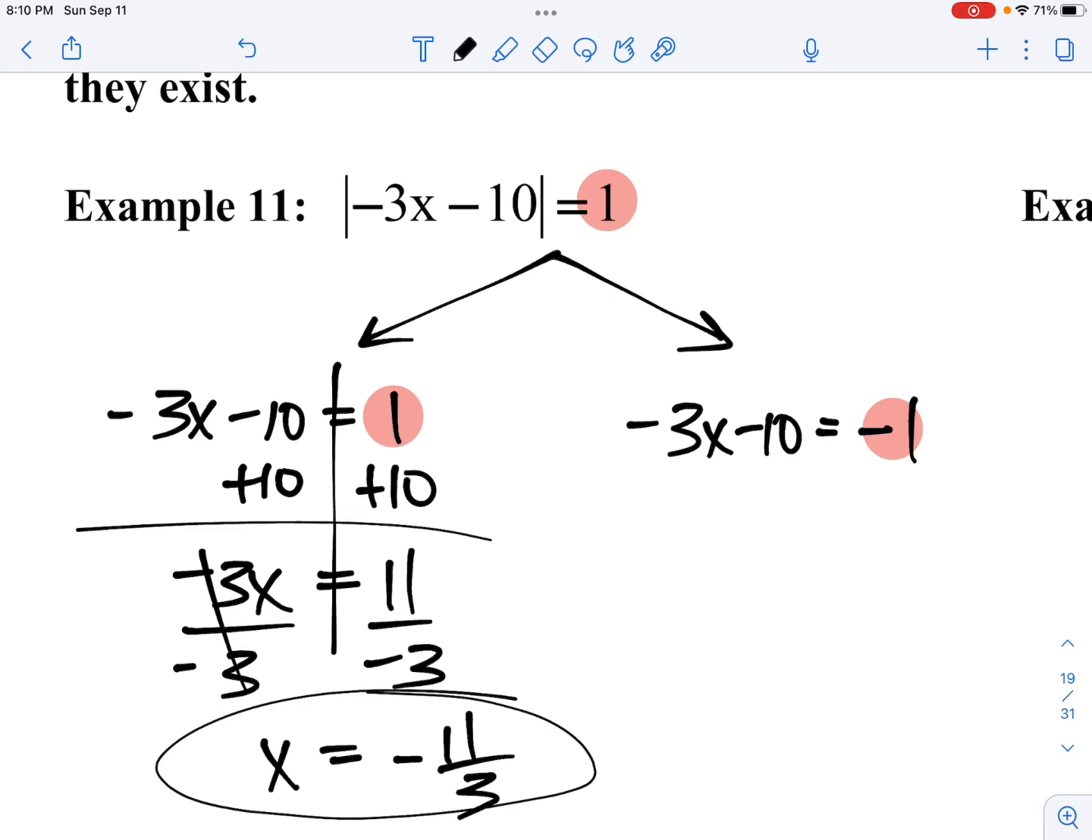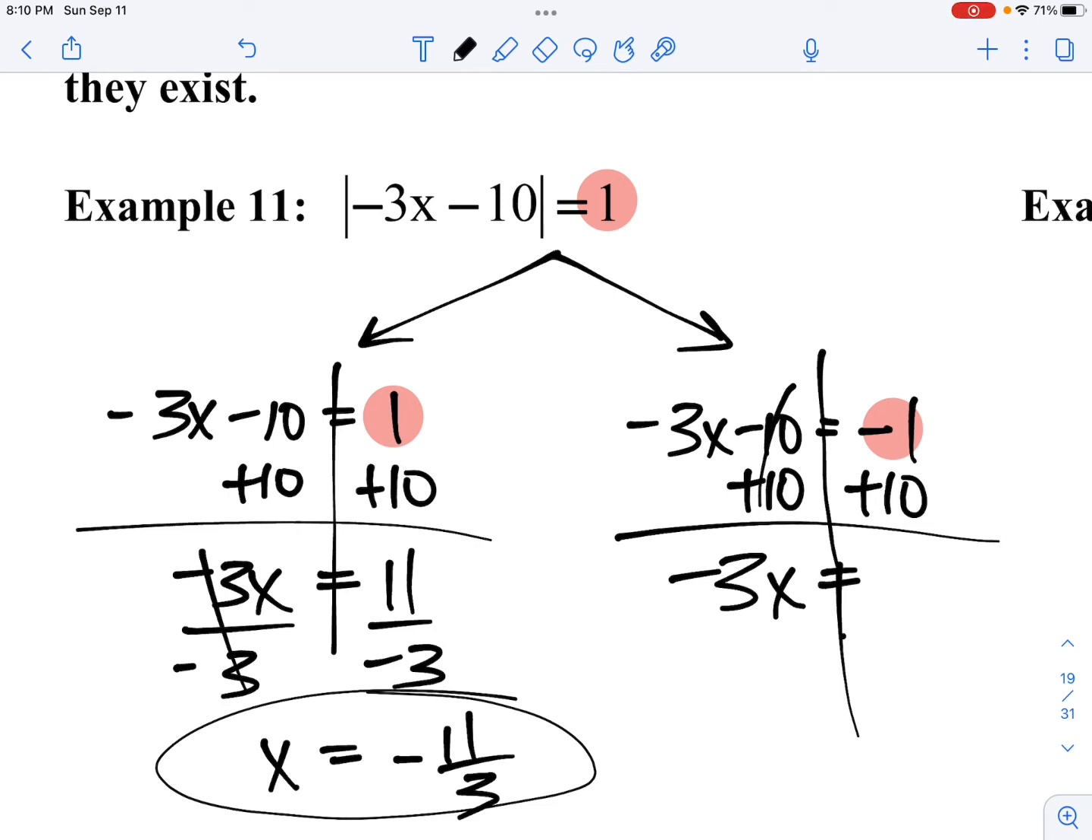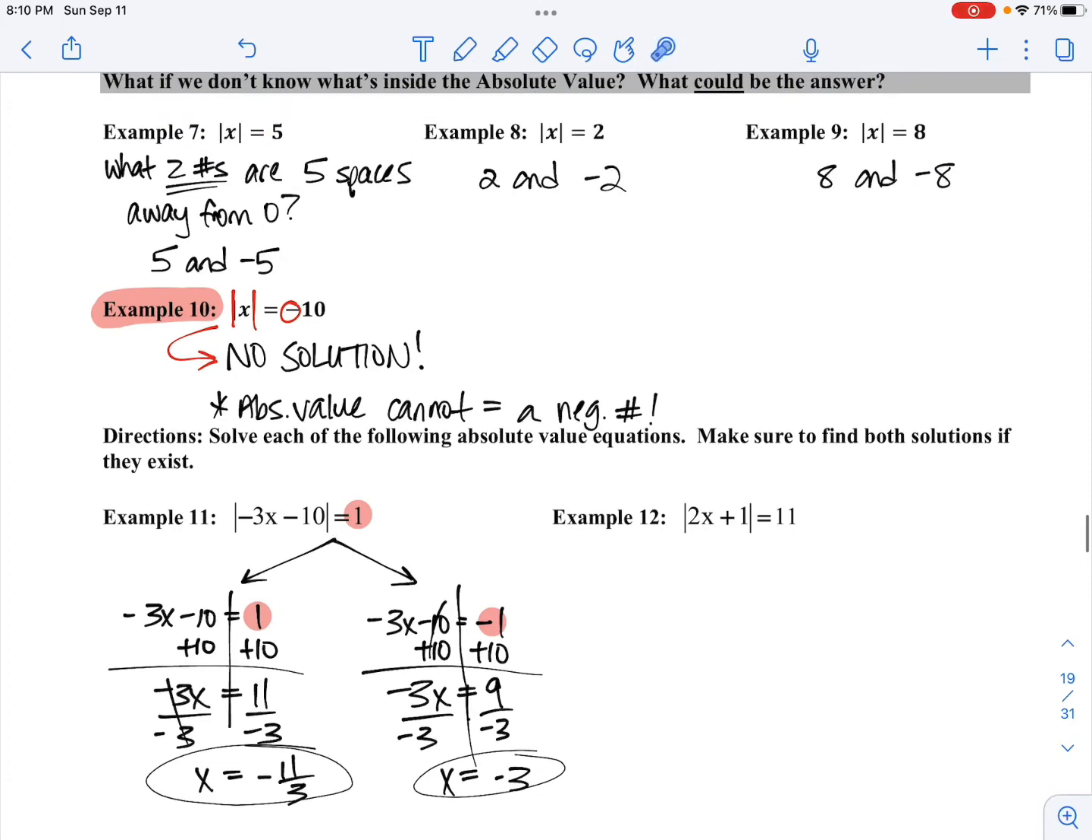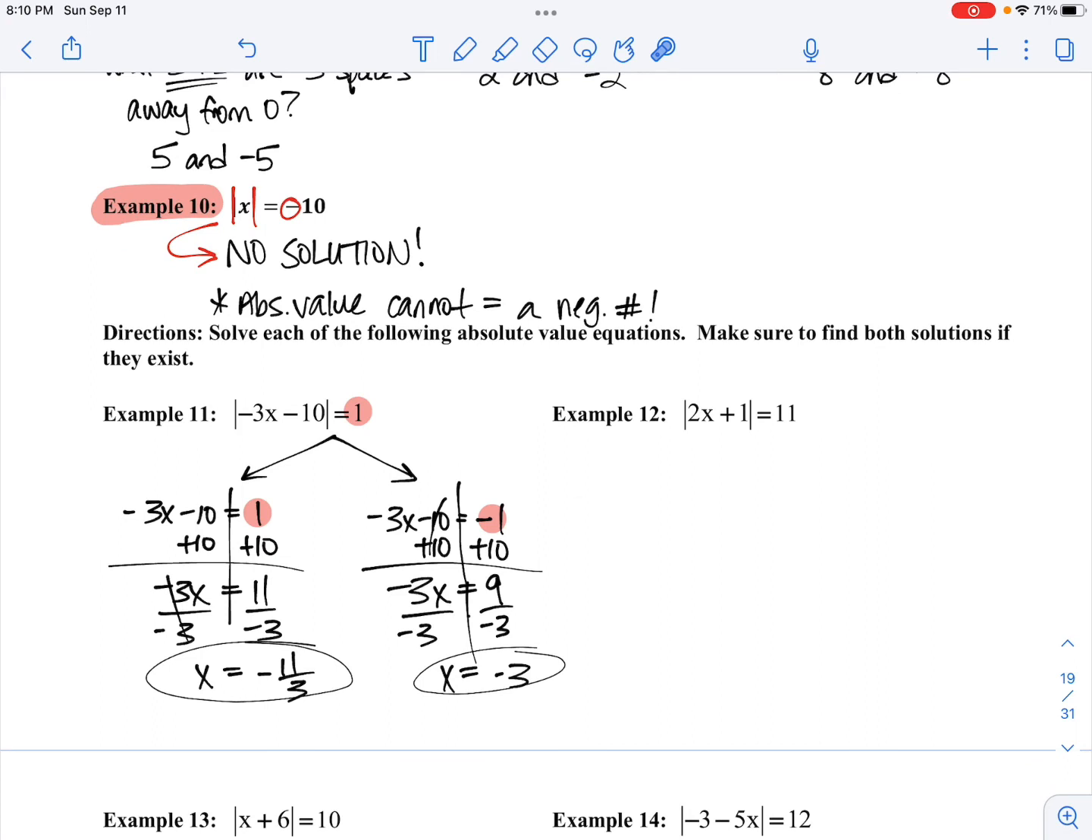Next I'm going to solve this equation over here. I've got plus 10 on both sides. -3x equals, when I do -1 plus 10, I get 9. It's the same thing as 10 minus 1. I'm going to divide both sides by -3. X equals -3. Those are my two different answers because remember, just like up here, I had two different answers when I solved this equation. These are a little bit different. They're usually not the same number because we have to manipulate, and this is +1 and this is -1, but we are going to get two answers for each of these equations.